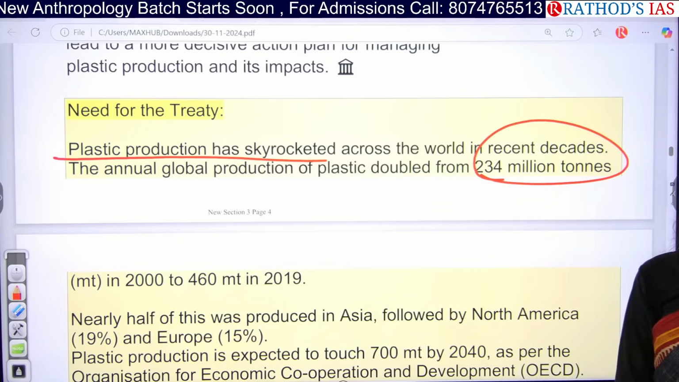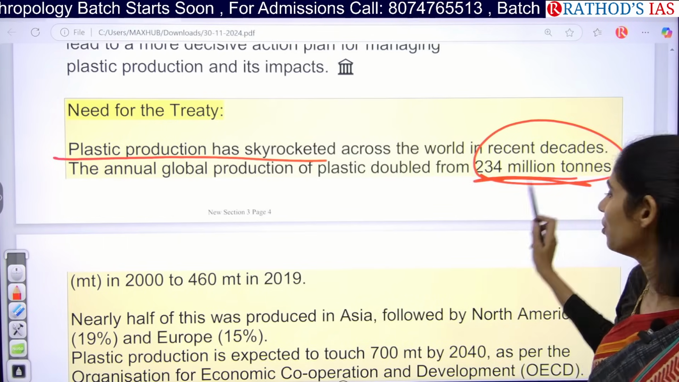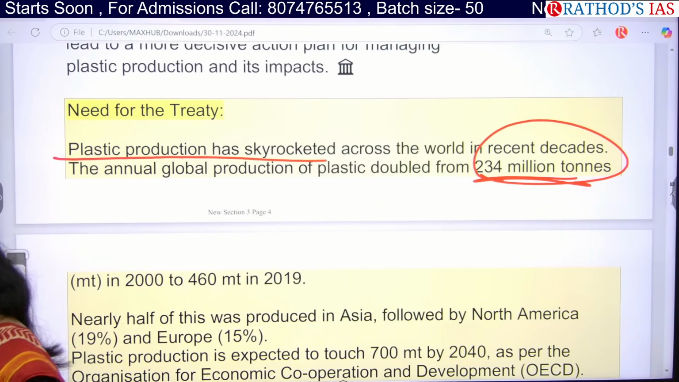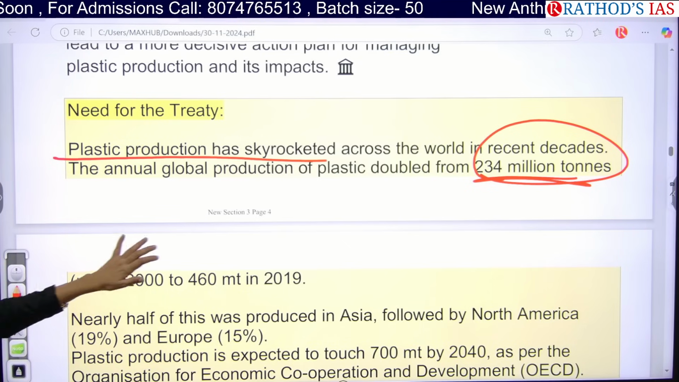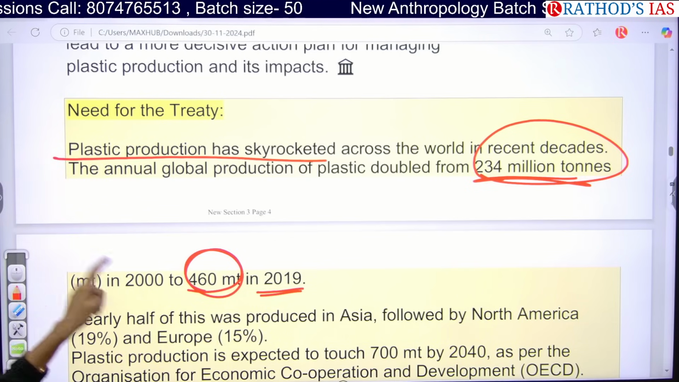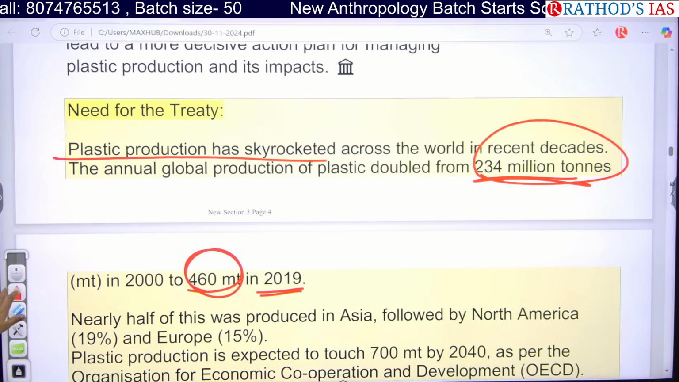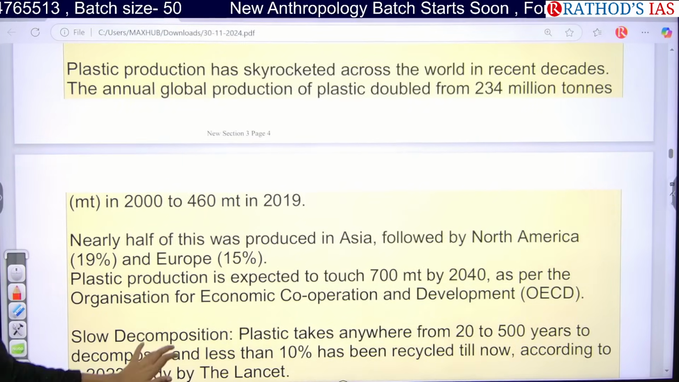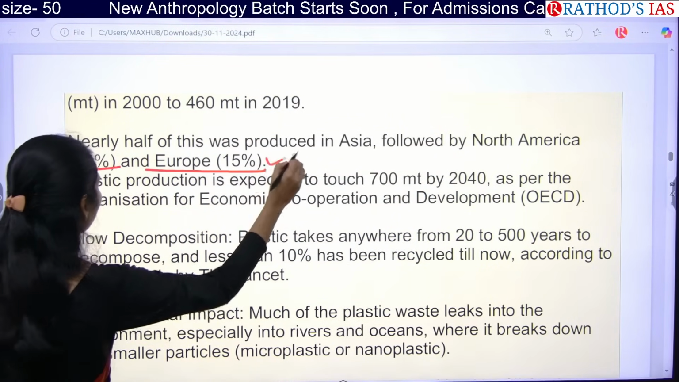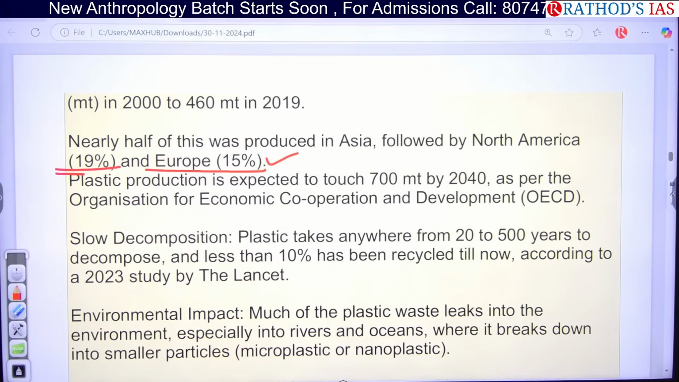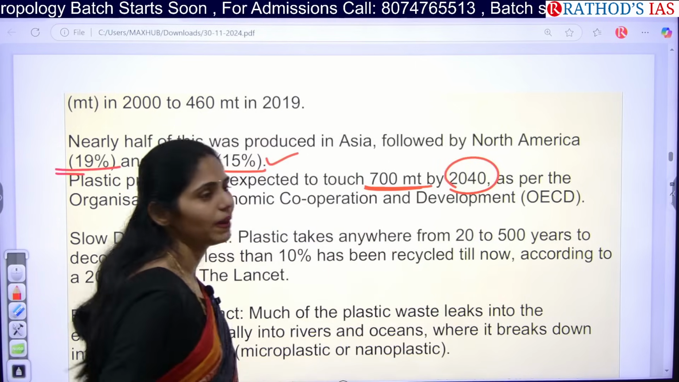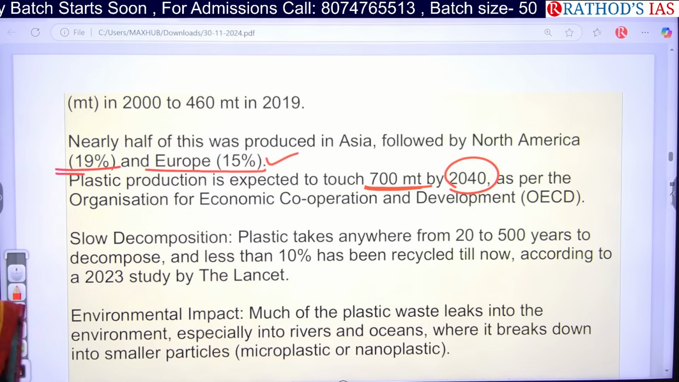234 million tons. You can see the data, 234 million tons. We are not producing that much food, but we are producing that much plastic. It is one important thing, and it had been increased to 460 million tons in 2019. Nearly half of this was produced in Asia. Next is North America, 19%, Europe 15%. And here OECD is expecting that by 2040 this production will touch 700 million tons.